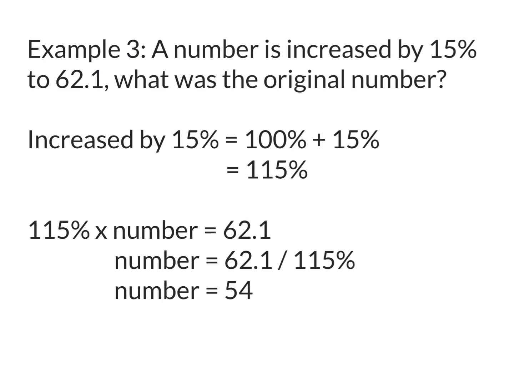So note in the question the number was increased by 15%. So that's the first thing we focus on. Increased by 15%. So the quick method is it's 100% plus the percentage increase of 15% to give us 115%. So 115% times the original number is equal to 62.1. And we know that the opposite of times is divide. So therefore the original number is 62.1 divided by 115%, giving us the original number is equal to 54.